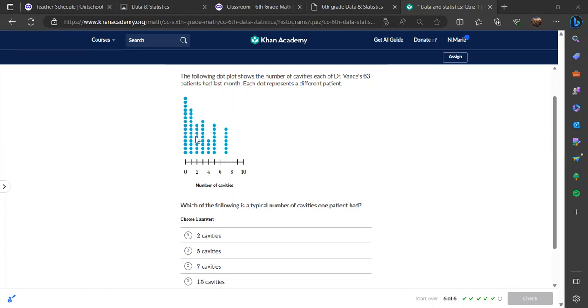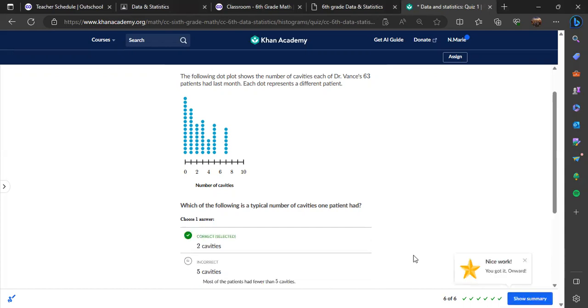on most of them we're in the 0 to 3 range over here, right? Definitely not 15, definitely not 7 cavities, and definitely not 5, which the following is a typical number of cavities one patient had. So 2, you can see here, 2 and 5 are pretty much the same, but most of the patients had between 0 to 3 cavities, right? So kind of in the middle of there. 2 would be the better option.